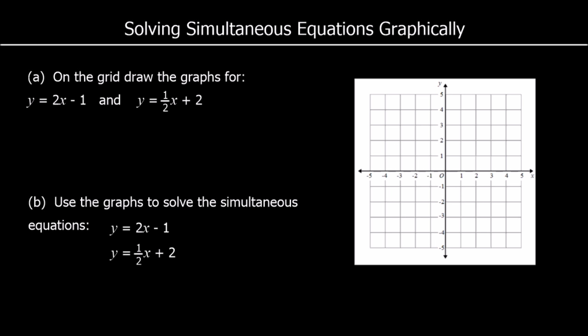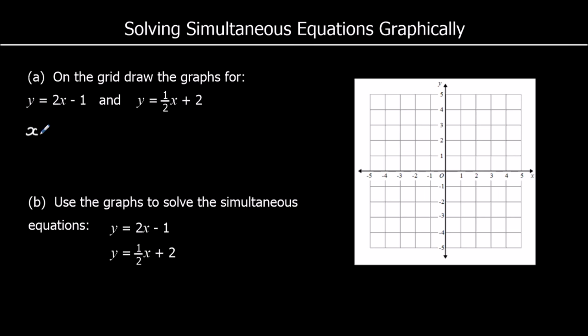To solve simultaneous equations on a graph, we look for the point of intersection, where the two lines cross. This first question says, on the grid, draw the graphs for y equals 2x minus 1 and y equals half x plus 2. So to draw the graphs, we could find some coordinates.